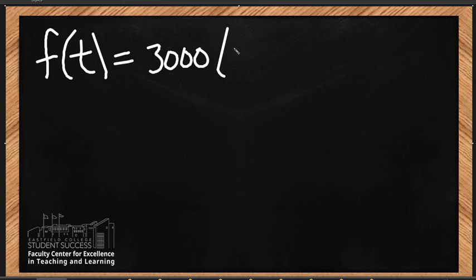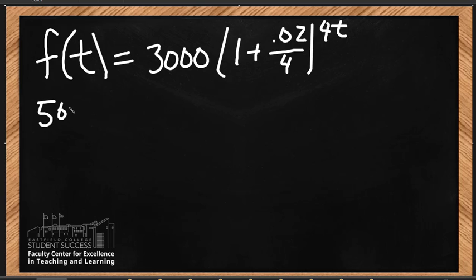All right, I want to go back to our finance example, our money example, talking about a savings account. Remember that problem looked like f of t equals 3,000 times 1 plus 0.02 divided by 4 raised to the 4t. And the question was, when will there be $5,000 in your account? And so we could set up the problem like this. This is exactly what we did last time.